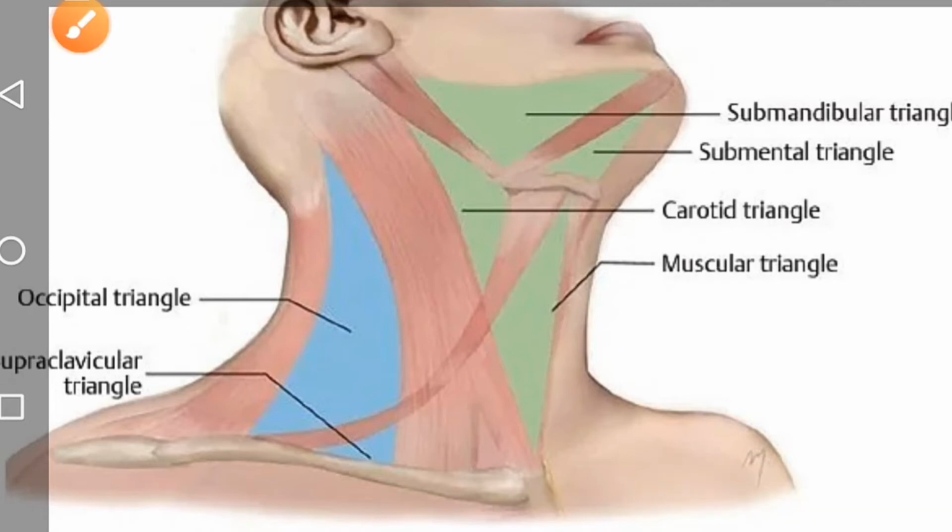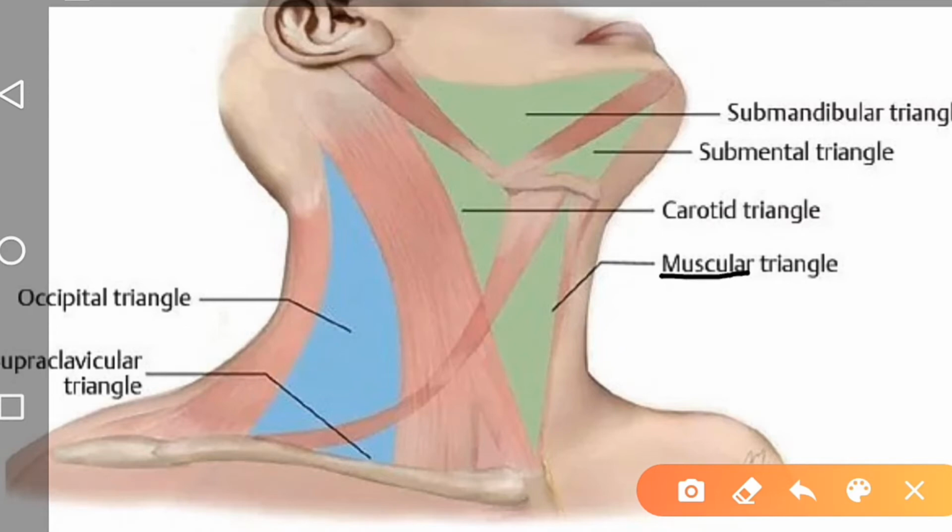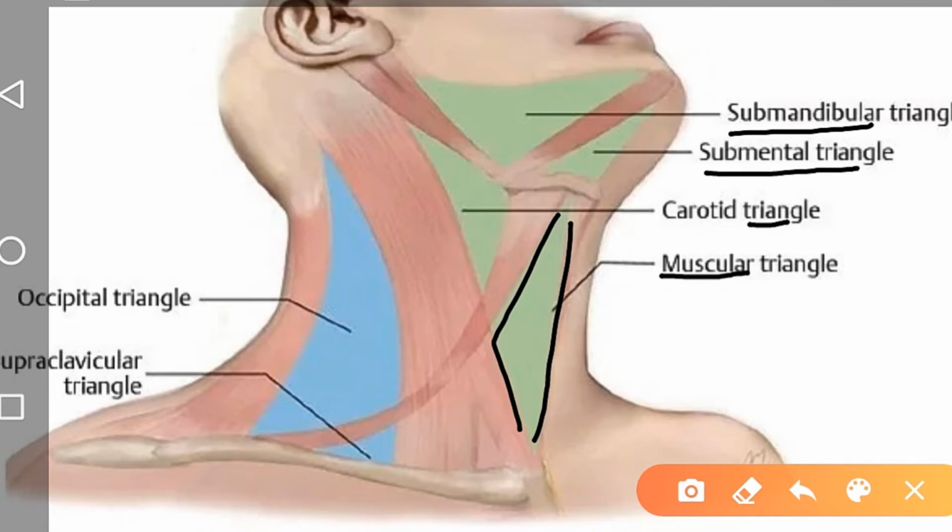The muscular triangle is a paired triangle because it is also available on the other side of the neck. Also the carotid triangle is a paired triangle because it is again on the other side of the neck too. And the submandibular or digastric triangle is also a paired triangle because it's on the other side too. While the submental triangle is a single triangle.